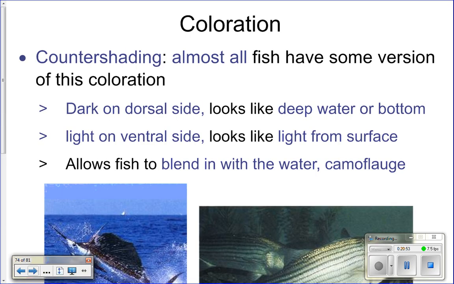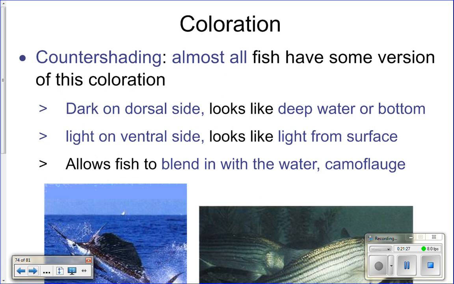All right. Coloration of fish. So we're going to go through a few different types of coloration that you'll see for fish. One of the main things that you'll see on almost all types of fish is a type of coloration called counter shading. Counter shading is when an animal, particularly a fish, is dark on its dorsal side and a lighter color on its ventral side.